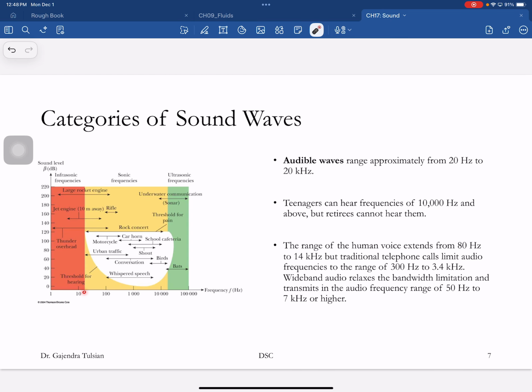Okay, so these are infrasonic waves. These are ultrasonic waves. Okay? So there are all kinds of systems that use them: bats use ultrasonic waves, sonars use ultrasonic waves.